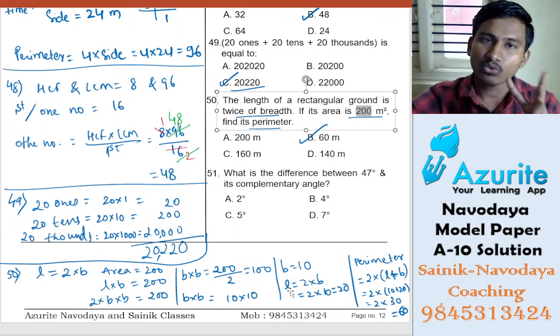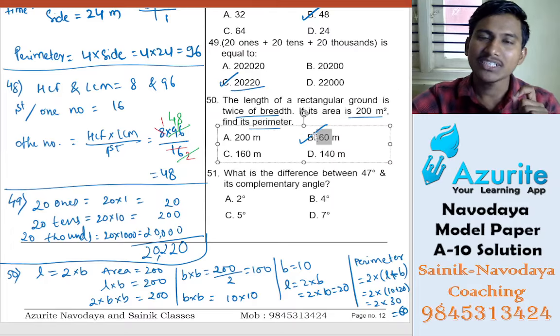So length will be 2 times, twice the breadth, right? So twice means 2 into breadth, 10. 20 is the length now. So perimeter we can find now, right? Perimeter is 2 times length plus breadth. So 2 times length plus breadth means 10 plus 20. 10 plus 20 means 30. 2 times 30 is 60 answer. So perimeter is how much? 60 meter. Option B here, right?